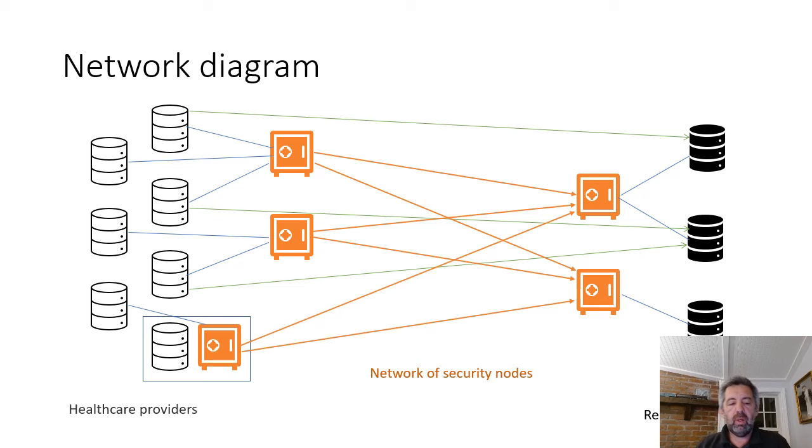So our network looks something like this. We have healthcare providers on the left. There are orange security nodes, which could be independent service providers, or they could be operated by a healthcare provider if that healthcare provider has sufficient expertise. Likewise, research databases on the right could, in theory, operate a security node of their own, or they might rely on a third-party security provider.